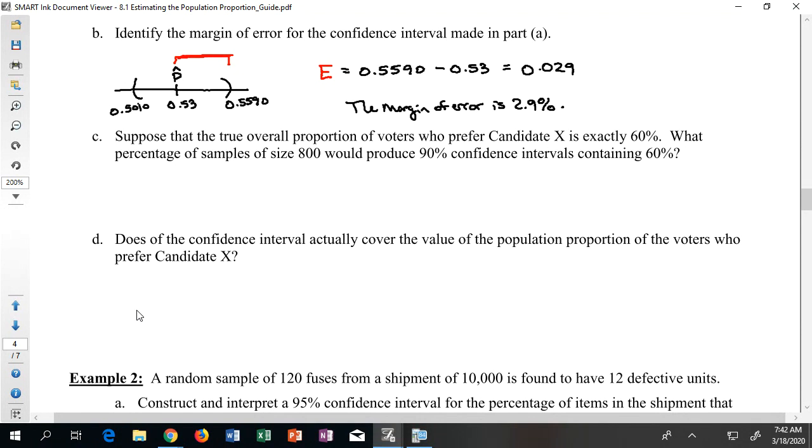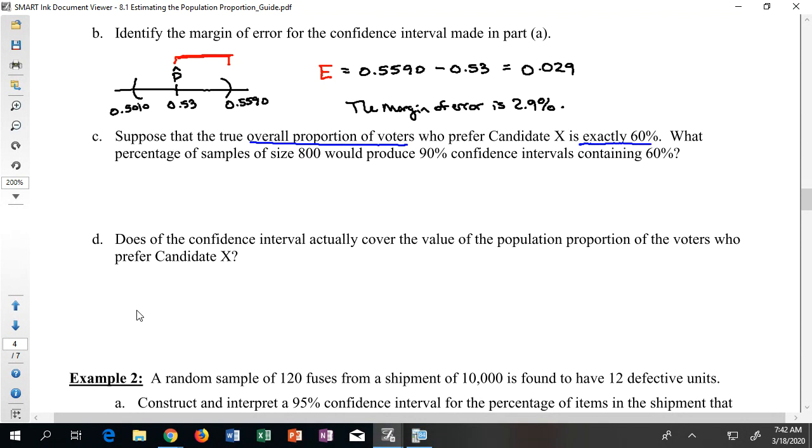Take a look here at part C. Suppose that the true overall percentage of voters who prefer candidates is exactly 60%. So notice they're saying like the overall proportion of voters is exactly 60. Like pretend the value is exactly 60.